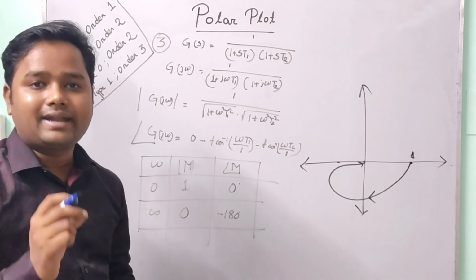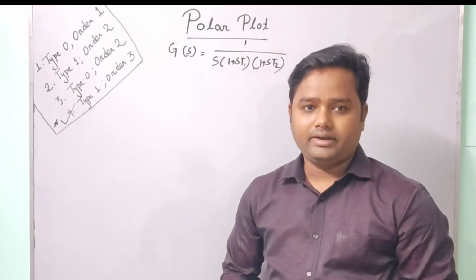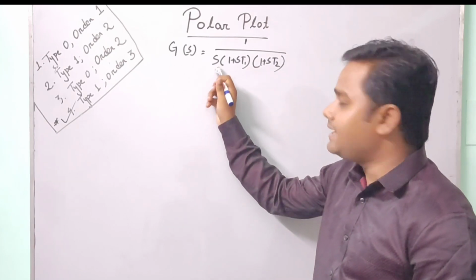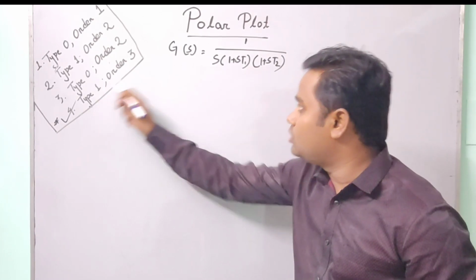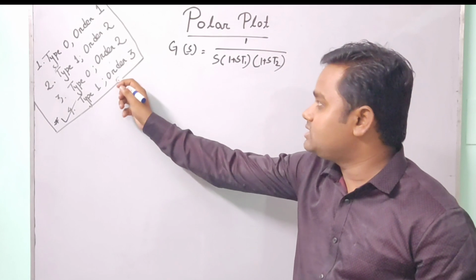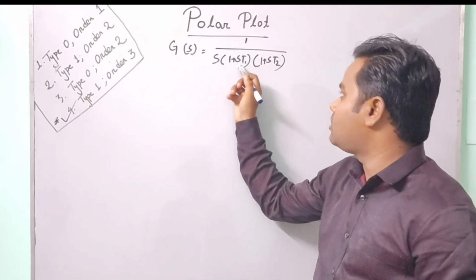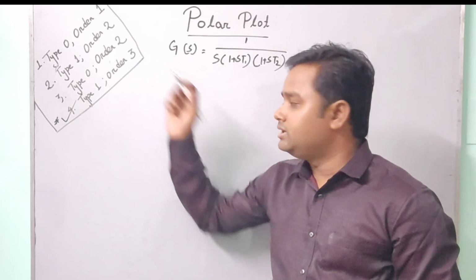Next we will go for a type 1 order 3 system. Here the single S term is present, so type is equal to 1, and order is equal to 3, that means here S into S into S, so the S power will be 3, so the order is 3 here.